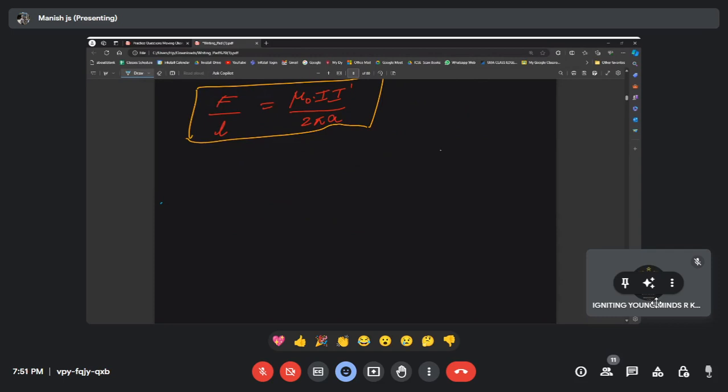Next, Biot-Savart law, which I have already explained. Now we are going to see the applications of Biot-Savart law. We are going to express Biot-Savart law in terms of velocity, in terms of the velocity of the particle. So we'll try to see how to express the Biot-Savart law in terms of velocity of a particle.